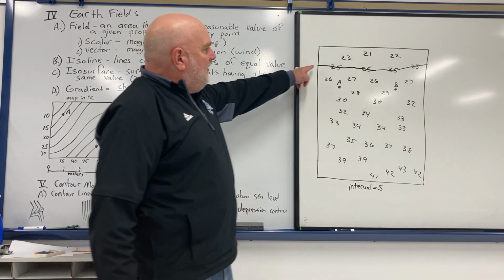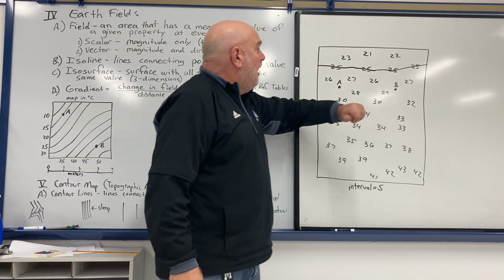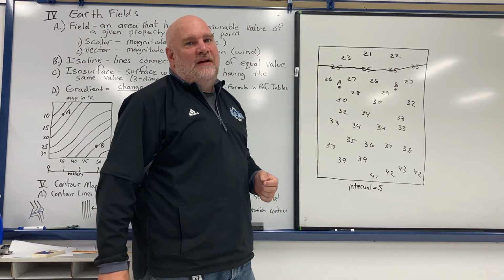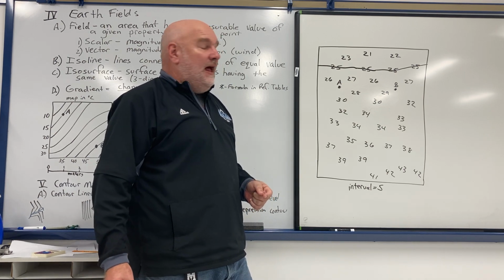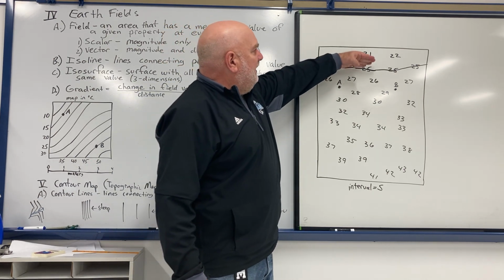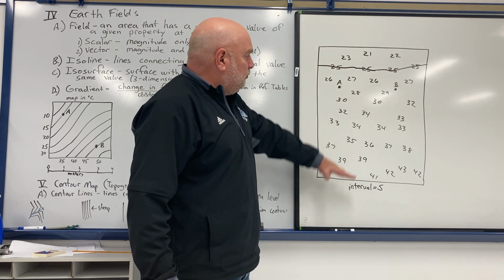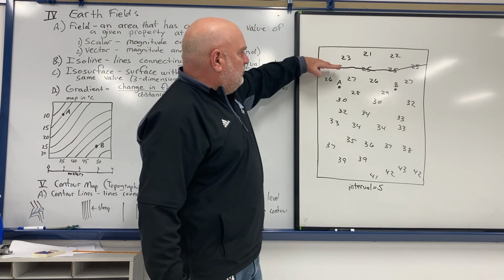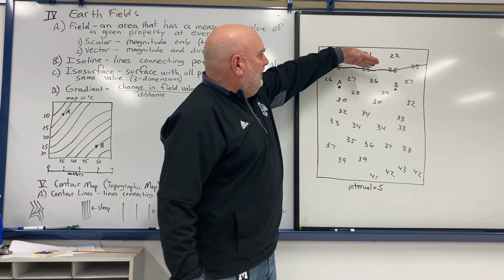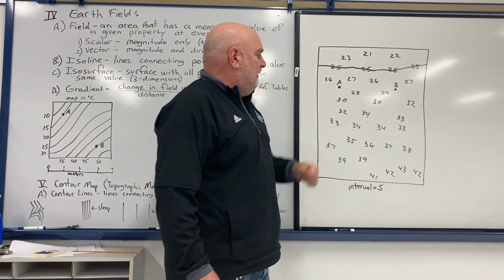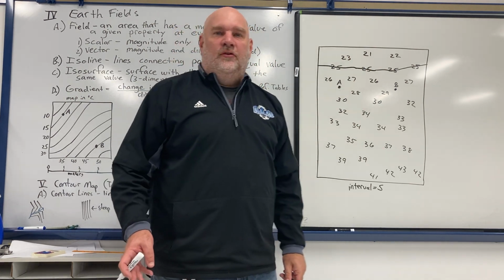Now notice, everything on that line is exactly 25, but that 25 line also acts as a dividing line, separating everything that's less than 25 from everything that's greater than 25. So when I draw my 25 line, it separates the less than 25 from the greater than 25. All right, so there's my first isoline.